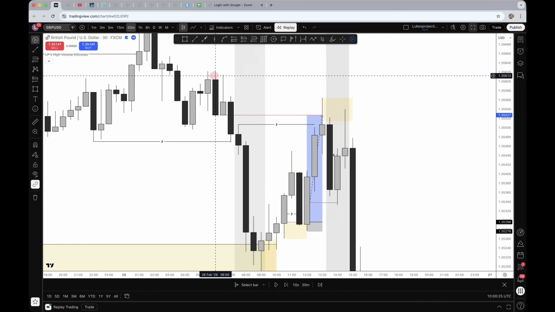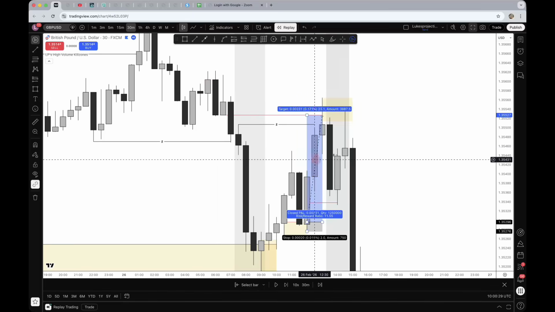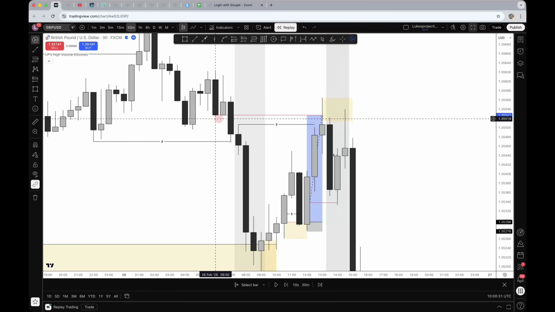The targets, they're quite straightforward. All I'm doing is targeting previous structure. So I could have targeted external highs, or I'm targeting a safe level over here, which is the order block. Like I say, we're going to get a reaction, so I'm going to get out.